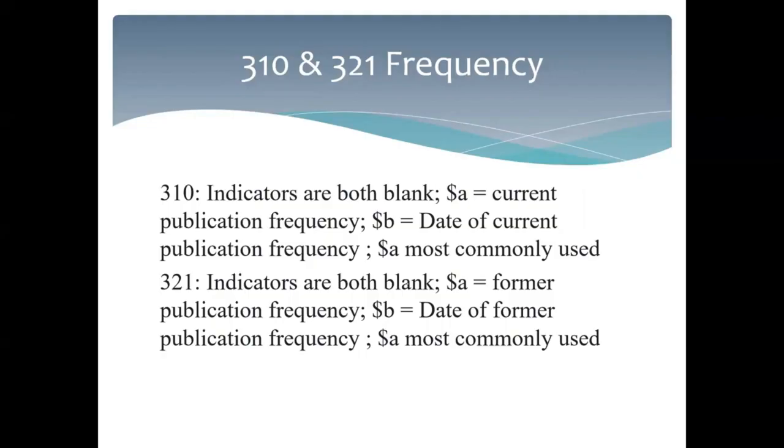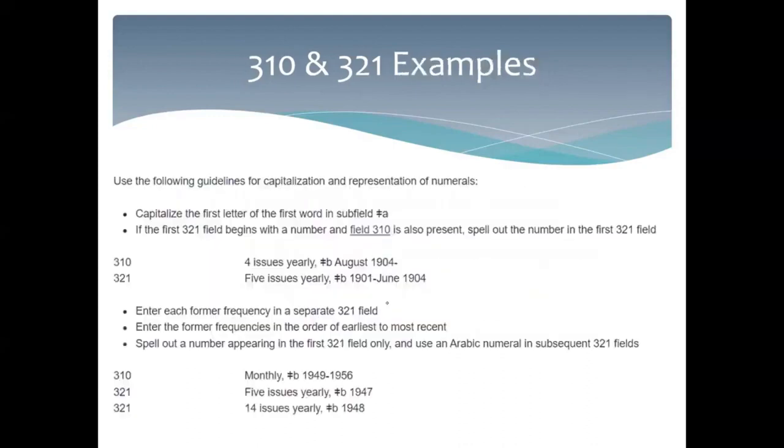321 indicators are both blank. A is former publication frequency and B is the date of it. Again, subfield A is going to be the most commonly used. So here are some examples. You're going to capitalize the first letter of the first word in subfield A, and spell out numbers, just to make it look a little better. If there are multiple former frequencies, so the frequency has changed a lot, then every time there was a frequency change in the past, you're going to document that in the 321.